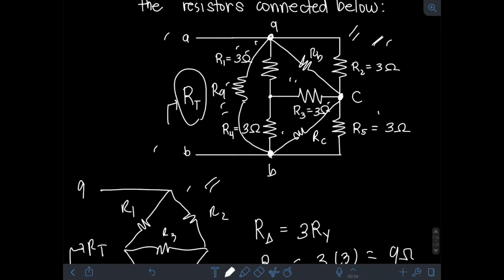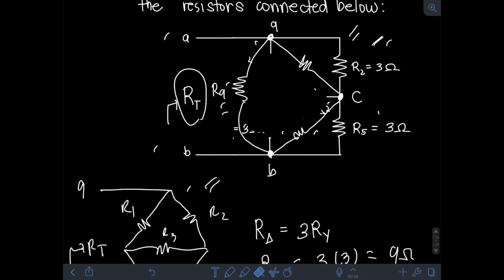So if we try to redraw the converted circuit now, we can delete already this Y network because we have replaced them by these delta resistors. So we now have RA as 9 ohms, we have RB also as 9 ohms, and we have RC also as 9 ohms. So what is now the circuit that we have?